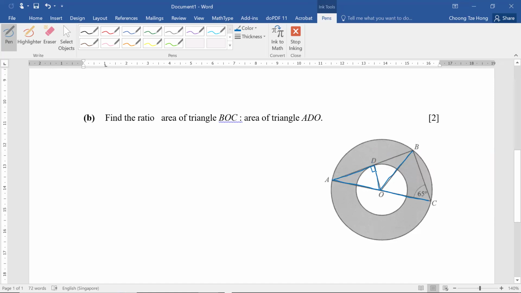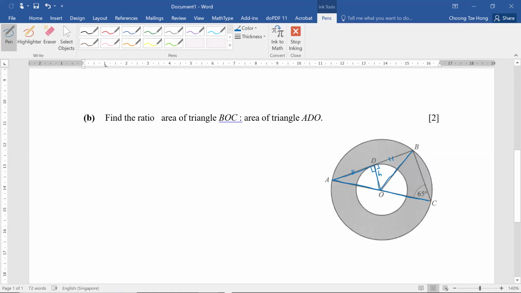So over here we can apply the property: perpendicular from center bisects chord, meaning this one is the same length as this. Then of course DO is a perpendicular line. So both these triangles have the same height, and they are both right angle triangles. According to half times base times height, these two triangles have the same base length, AD equals BD. So triangle ADO has the same area as triangle BDO.